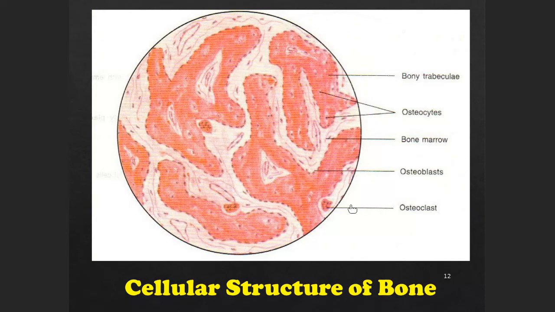So if anybody asks you about the structure of the bone, you should say that they have trabeculae, bony trabeculae. These trabeculae are lined by cells which are called osteoblasts. And cells which are present inside the bony trabeculae, surrounded by lacunae, are called your osteocytes. Then you will have bone marrow space, and then you will have multinucleated giant cells called osteoclasts. These are bone resorption cells. So this should be your answer.